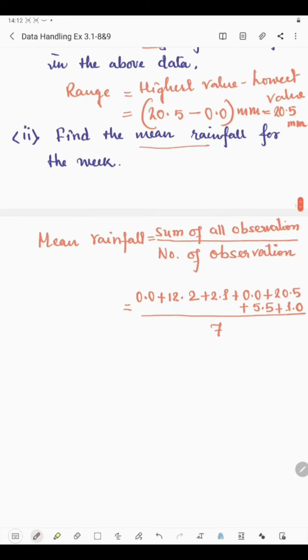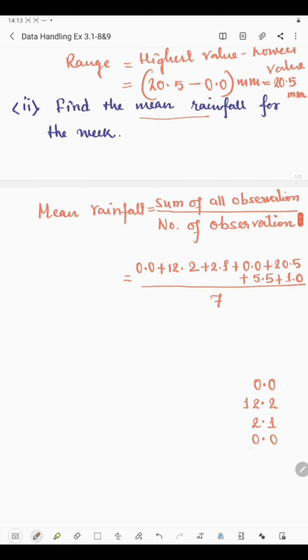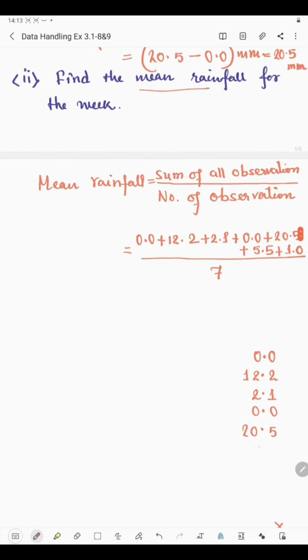Now let's add all this. So 0.0, then we have 12.2. Below the point we will write the point, so we always put the decimal below the decimal. Then 12.2, then 2.1, then 0.0, then 20.5, then we have 5.5 and at last we have 1.0. So let's add all this.